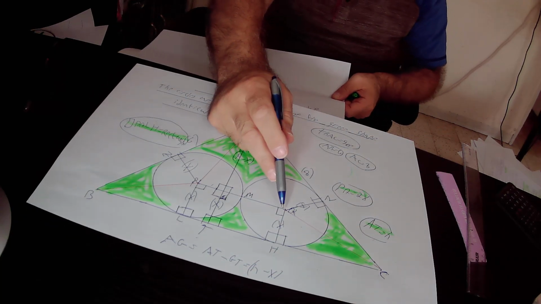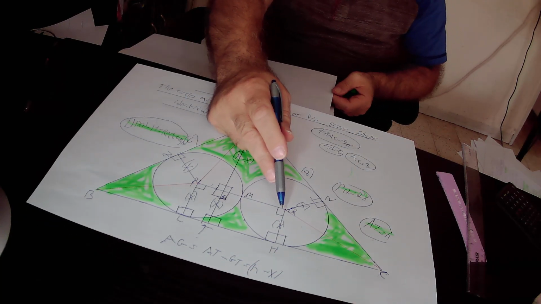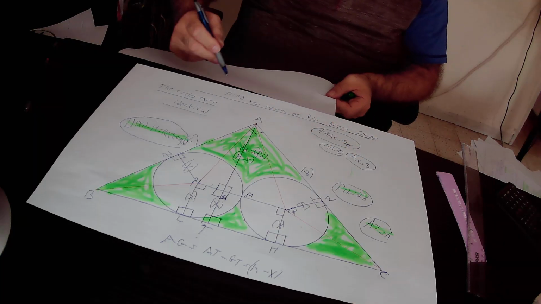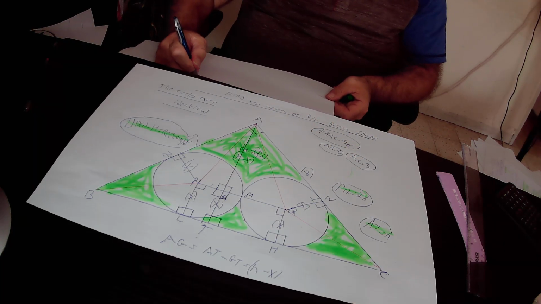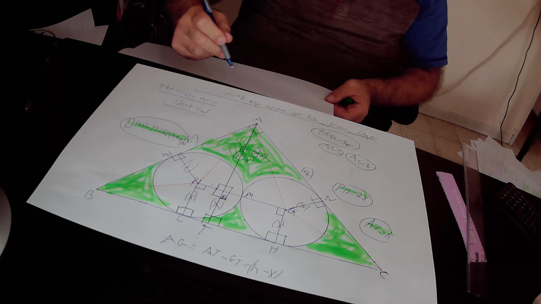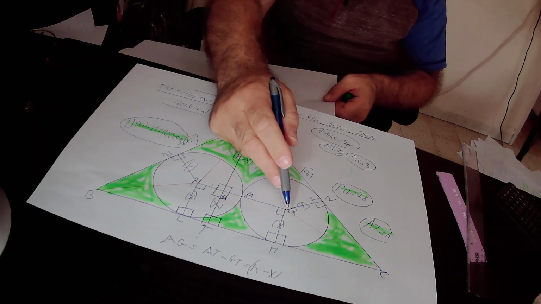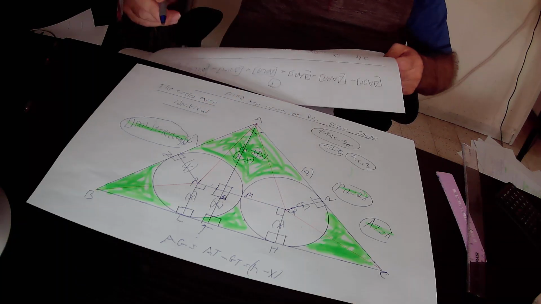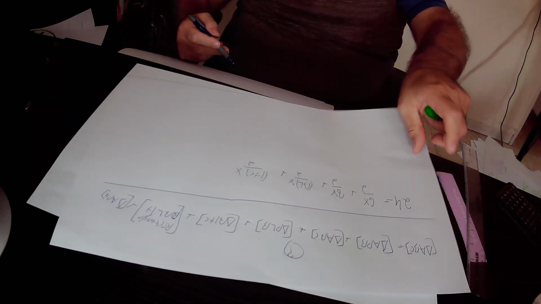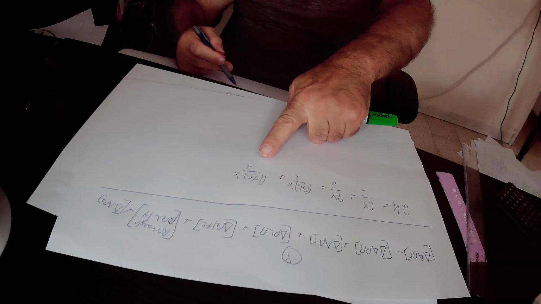plus the area of the right triangle QHC. What is the area of this right triangle QHC? It equals the base HC times the height x over 2. Again, the area of the right triangle QHC equals the base HC times the height x over 2. So it is HC times x over 2.